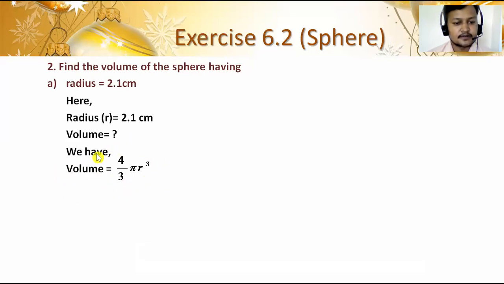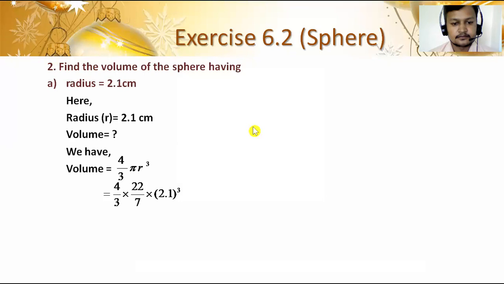Read and remember these formulas so that you can use them in questions whenever you need. Now simplify it. 4/3, put value of pi as well as r. 4/3 into 22/7 into 2.1 cube. Multiply the numerators, 4 into 22 into 2.1 cube, and divide that by 21 and get its final value.